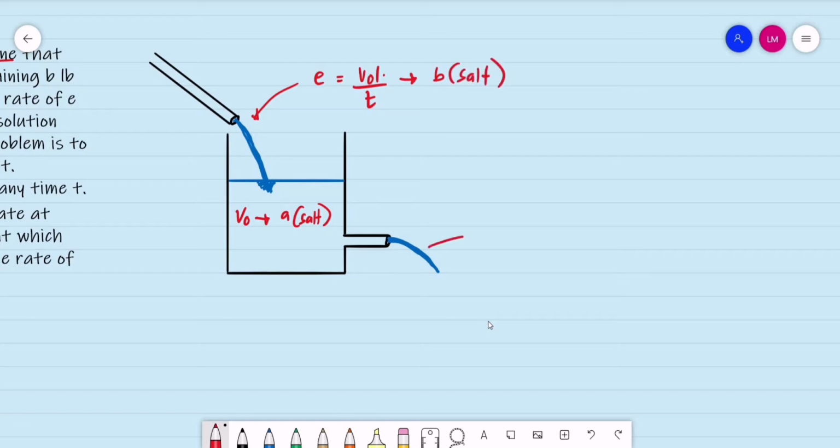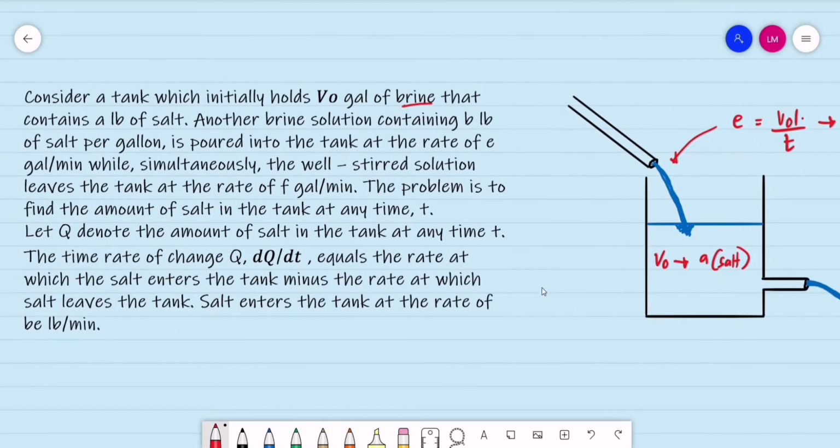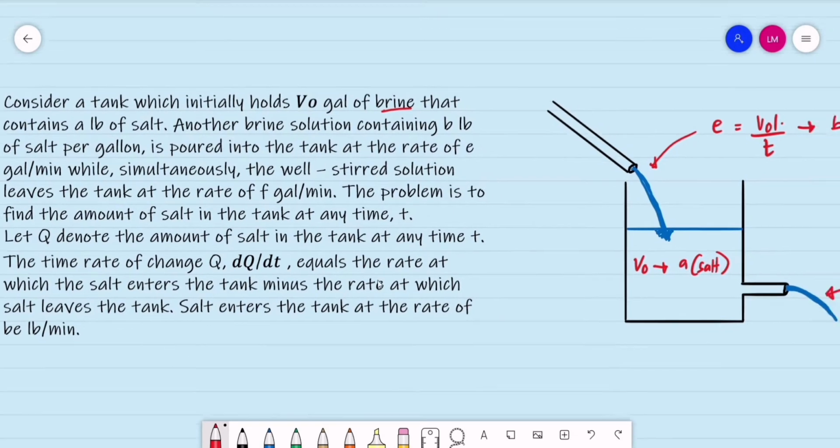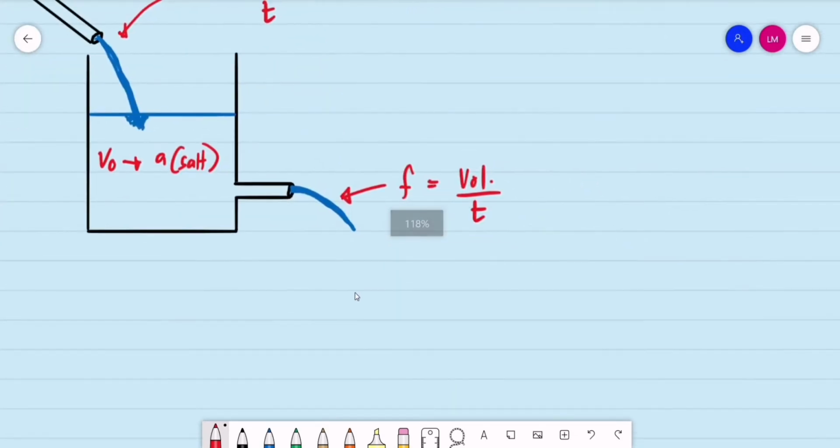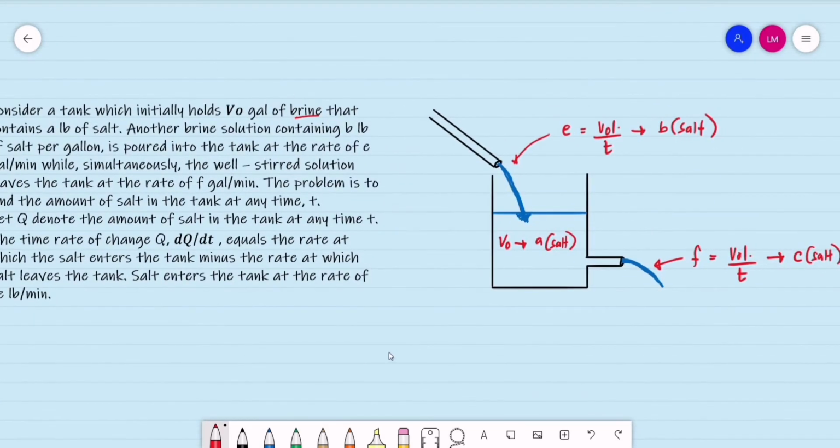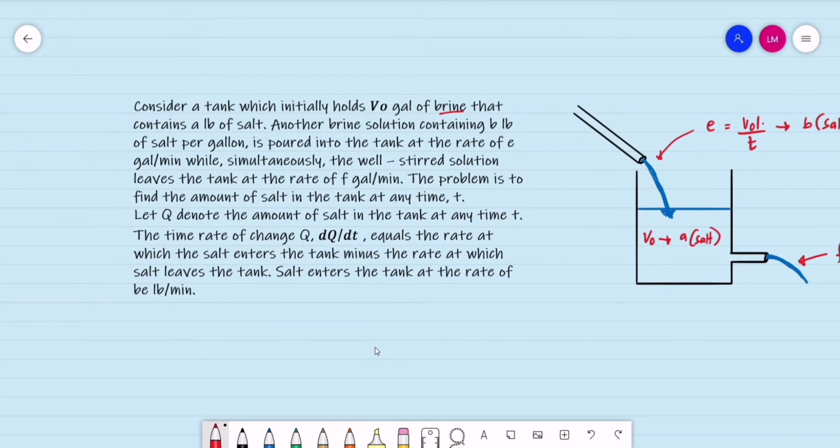Then we allow the liquid flow out from the tank at the rate of F. So that is also in terms of volume with respect to time. But for this statement, we don't have the concentration of salt leaving the tank. Let's say the concentration of salt leaving the tank is C. That will be the amount of salt leaving the tank. Then we go back. So we are now here.